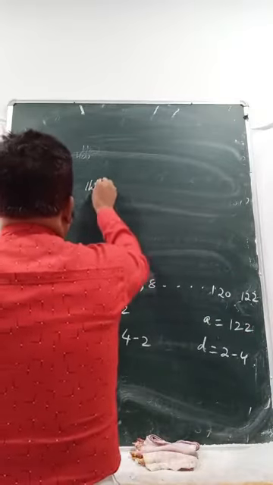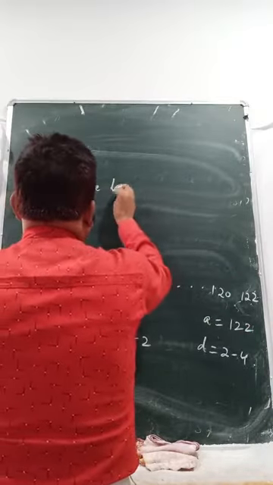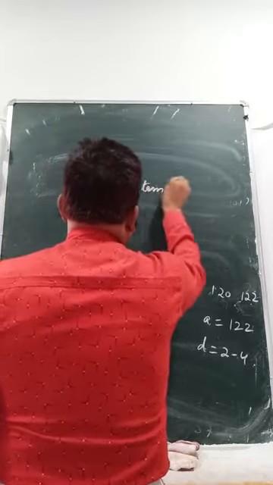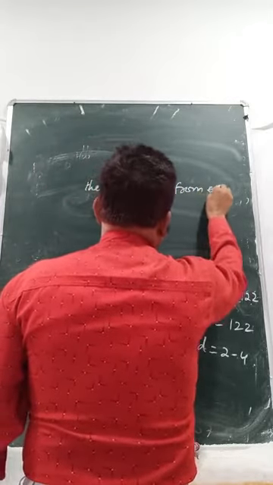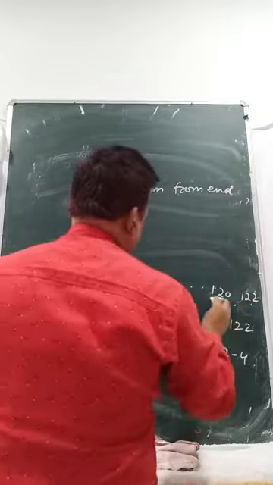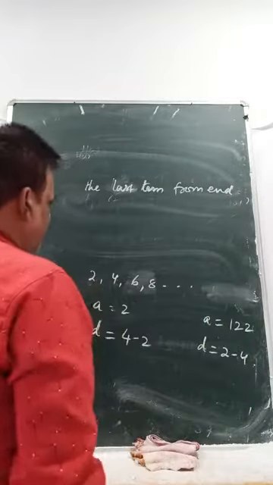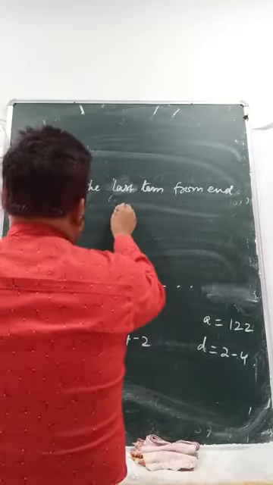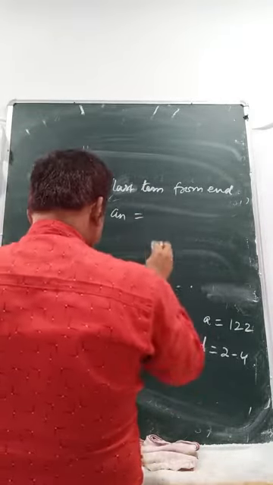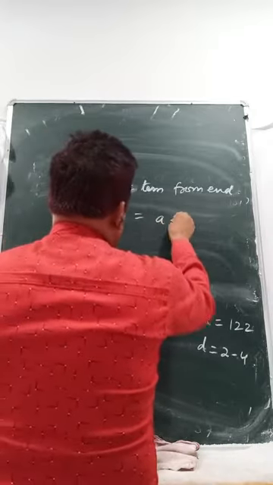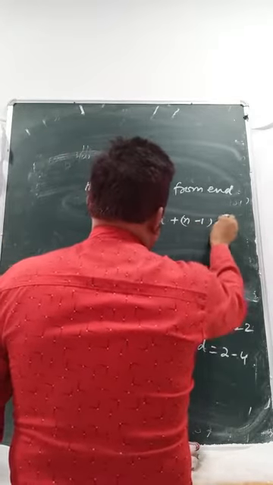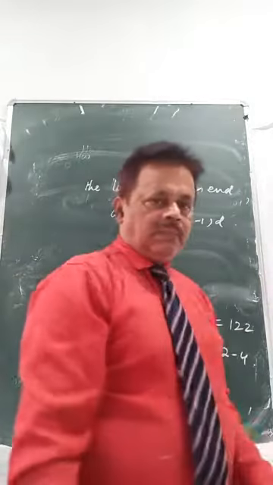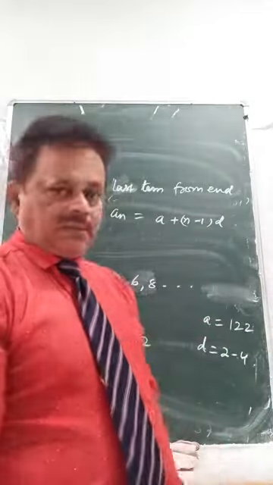The term, the last term from n. The formula will come; this is not given. Find the last term from n in this way: a_n equals a plus (n minus 1) into d. The formula is the same, but a will be the last term, d will be the opposite, the minus.